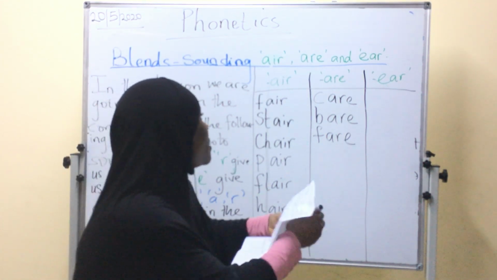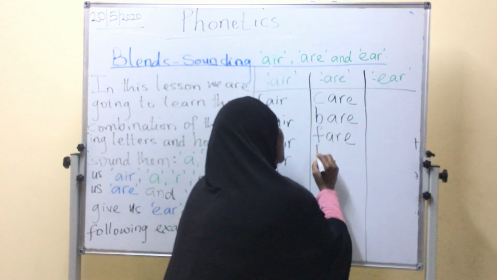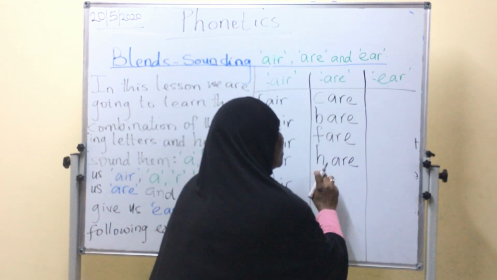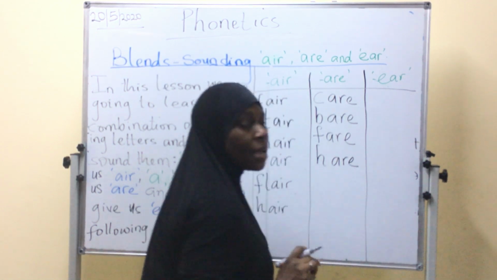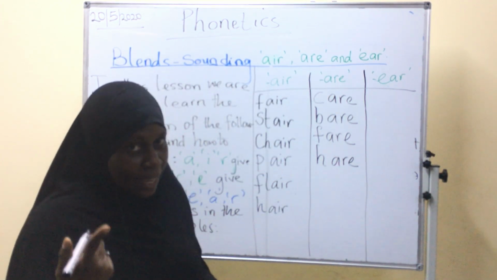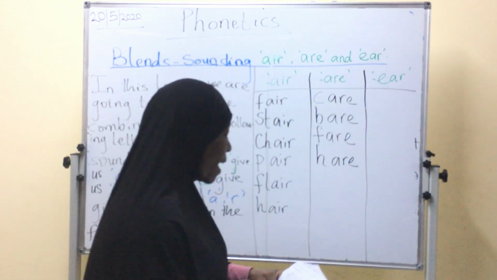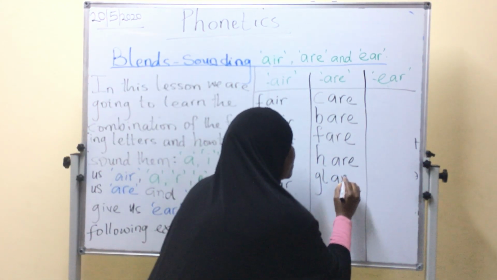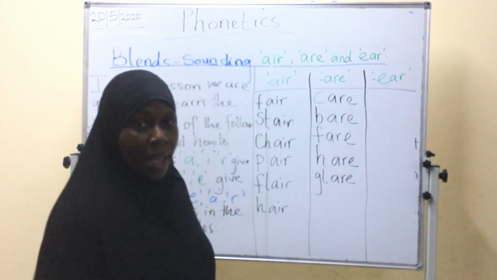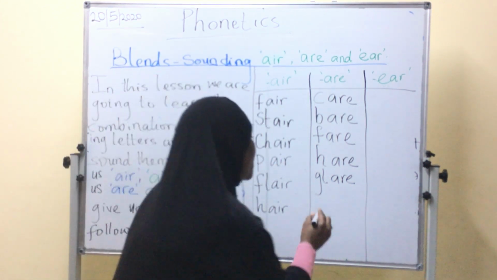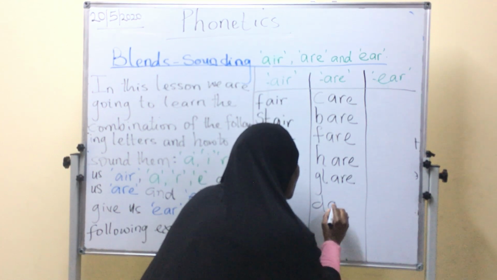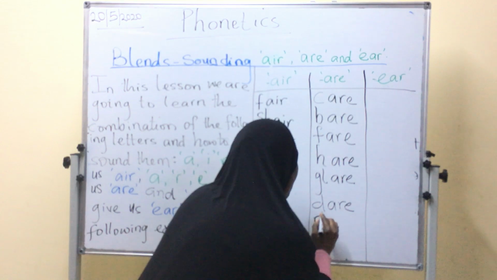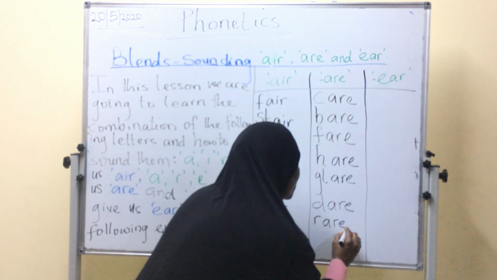Let's continue with this. So we have A-R-E plus R gives us hair, not here, hair. Then we have gl here, and it gives us glare. And we have d, air gives us there, and the last one here, r, gives us red.